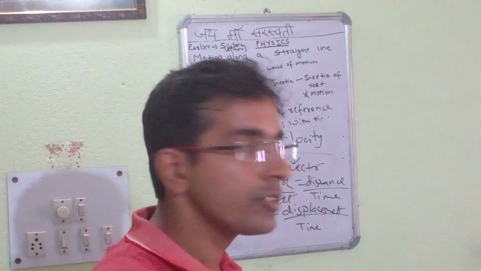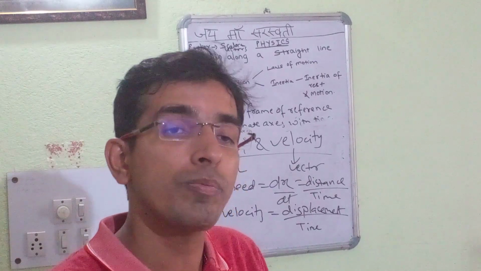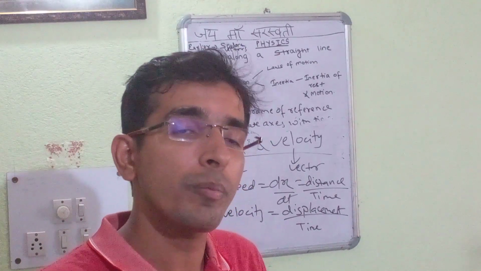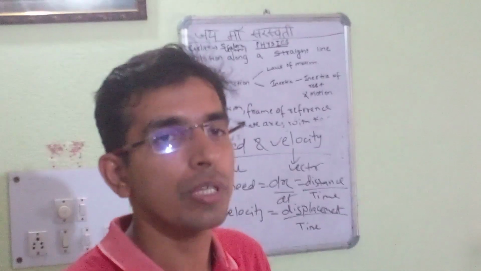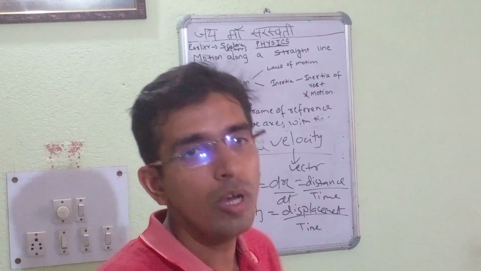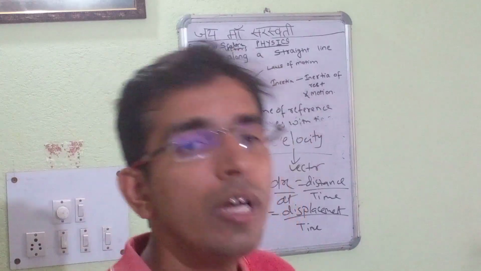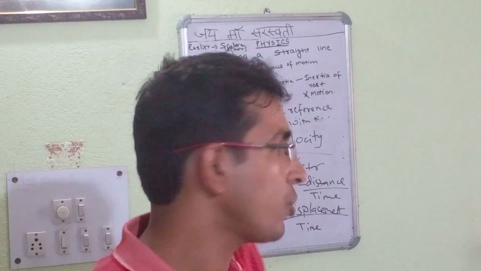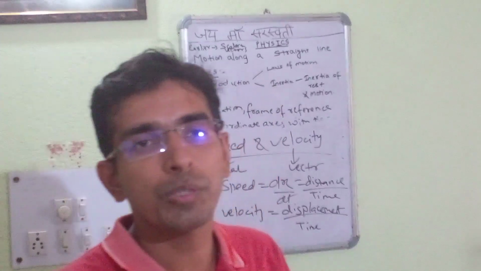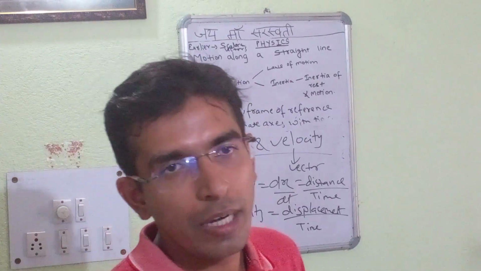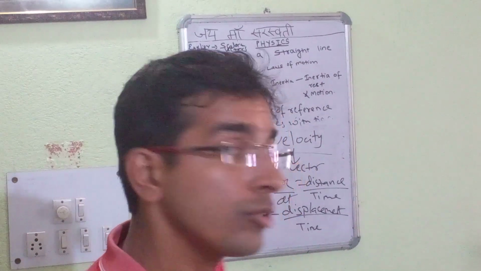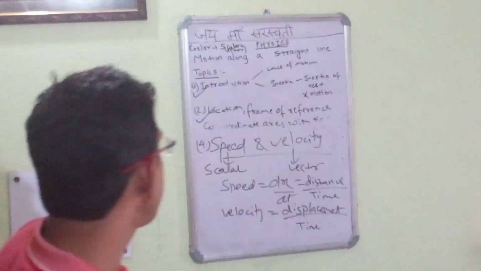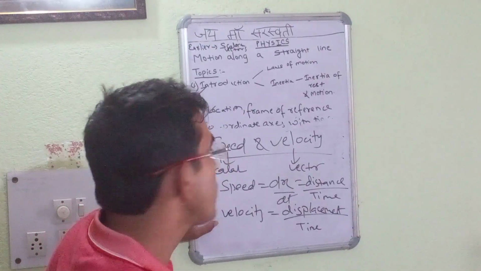But regarding the velocity, as we had already seen, displacement becomes zero whenever the particle returns from its final position to the initial position. In that case displacement is zero, and whenever the displacement is zero, velocity will also be zero. So we have differentiated speed and velocity. Speed is a scalar quantity, velocity is a vector quantity. Speed can't be zero, but velocity can be zero because displacement can be zero.